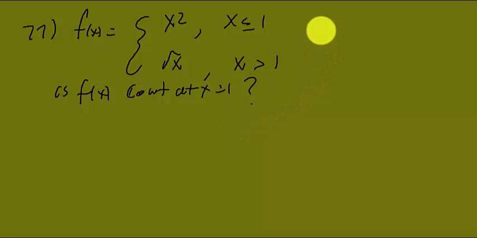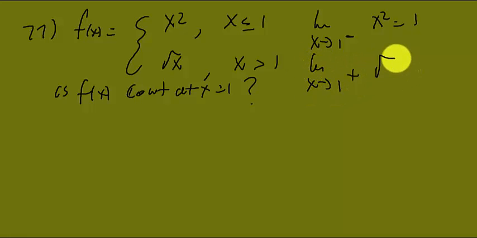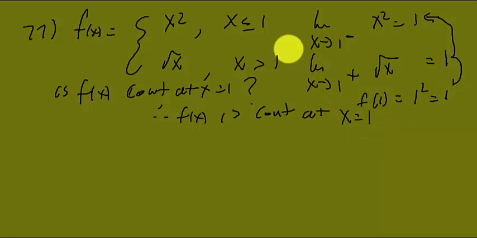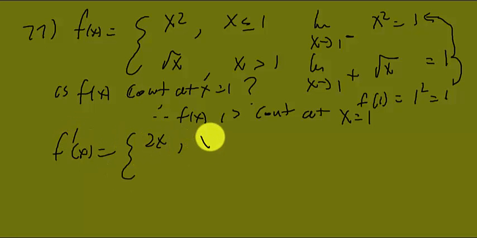How do I check that? I take a limit. Limit as x goes to 1 from the left side, which is x squared, which is 1, and then I take a limit as x goes to 1 from the right side, which is square root of x, which is equal to 1. Then I have to find out what f of 1 itself is, which is 1 squared, which is 1. So far, they all three match up, so I can say that f of x is continuous at x equals 1. Now, I am going to take the derivative of this piecewise function, which is going to give me 2x on the top when x is less than or equal to 1, and 1/2 x to the negative 1/2 when x is greater than 1.